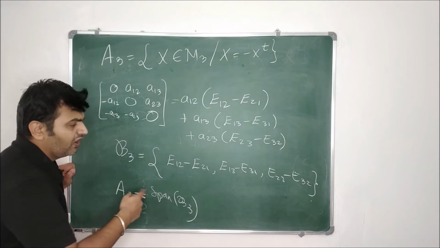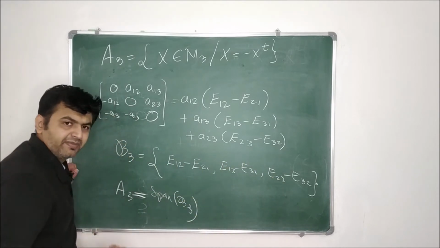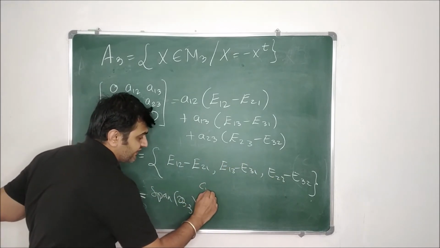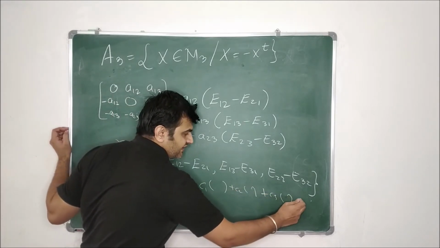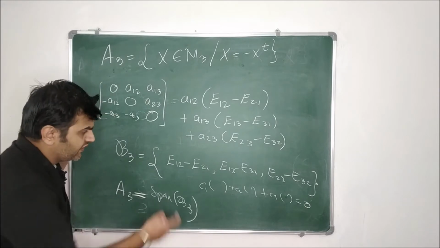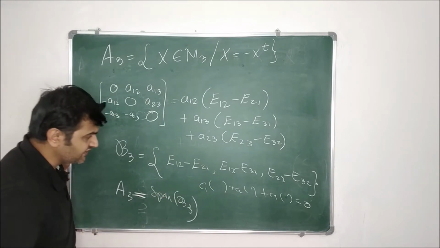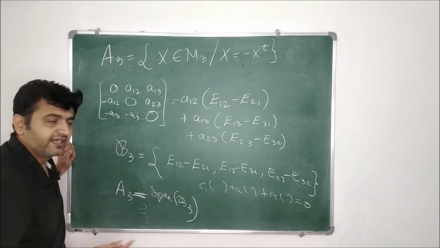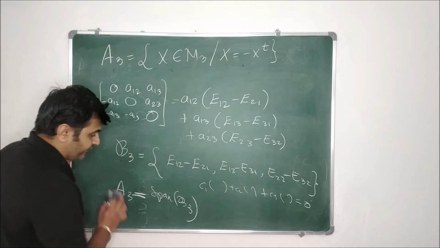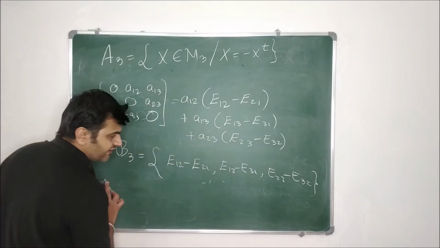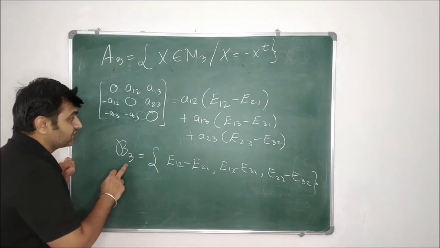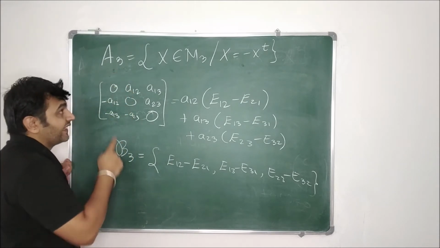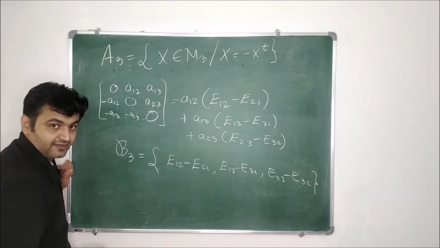Again here also one can prove that this is a linearly independent set. The same way, C1 times this plus C2 times this plus C3 times this equal to 0 with our usual scalar multiplication operations. So do that and you will get the scalars to be 0. If you don't get it, you can comment in the comment section, I will help you out. So this forms the basis for A3. Therefore, dimension of A3 is 3.